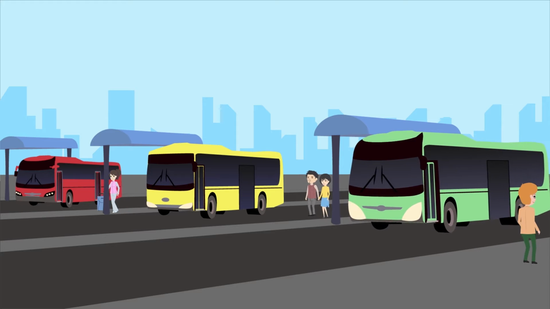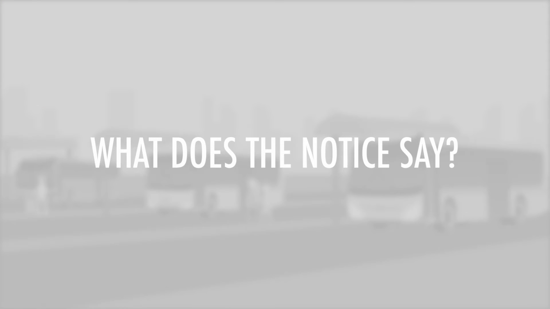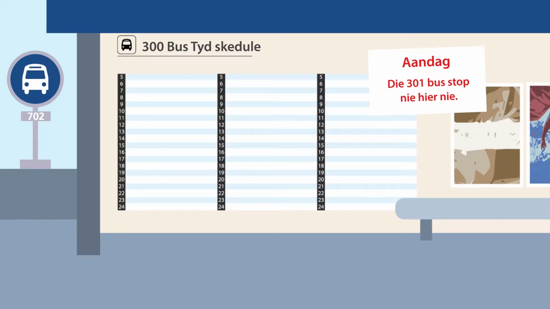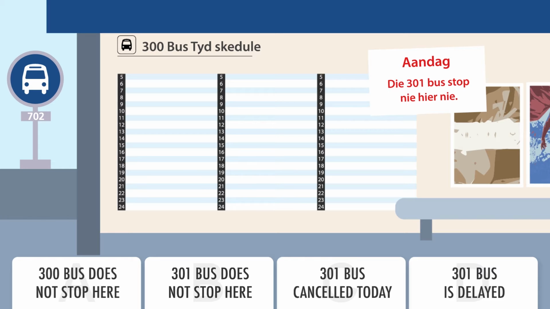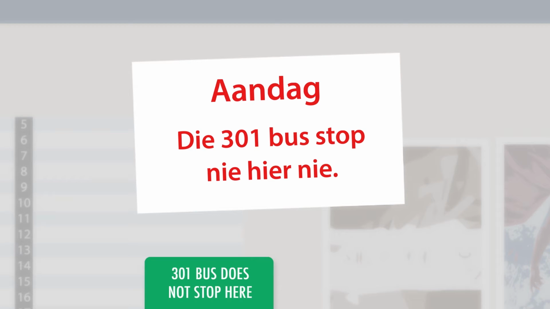You are at a bus stop where you're waiting for the 301 bus. Suddenly, a message appears on the display. What does the message on the display say? The display reads, "The next train will not stop." Die 301 bus stop nie hier nie.